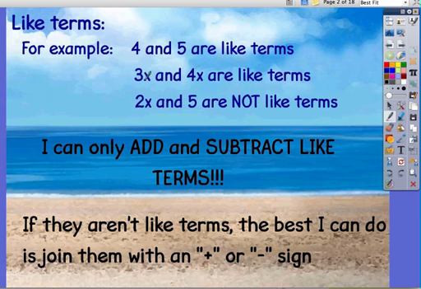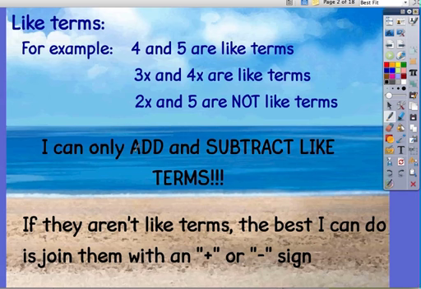When I move into numbers with variables, the important thing to remember is that the variable has to have the same power. Okay, the variable needs to be the same, and it has to be to the same power. 3x and 4x are like terms because they have the same variable x, and x is raised to the first power on both of these. 2x and 5 are not like terms. Well, first, 2x has a variable and 5 does not. If 5 had a variable, it would be raised to a 0 power, which we don't want to deal with right now. So, 2x and 5 are not like terms.